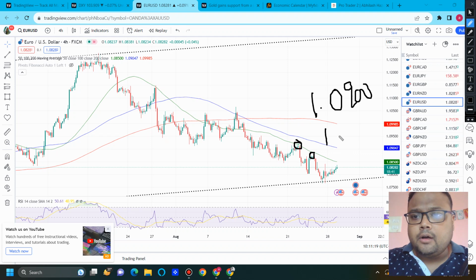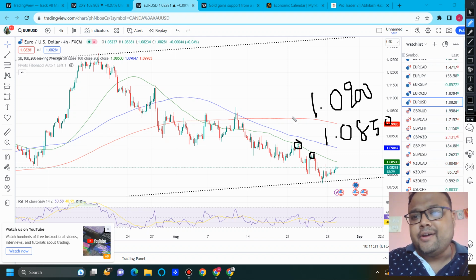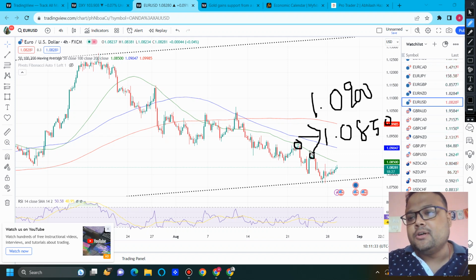But still you can observe the market around 1.0850, because 1.0900, though it is not very far away, in this volatility seems to be very far. So you can also focus on 1.0850. Let's wait and watch. If the market reverses, you can look for a quick selling opportunity around these areas.